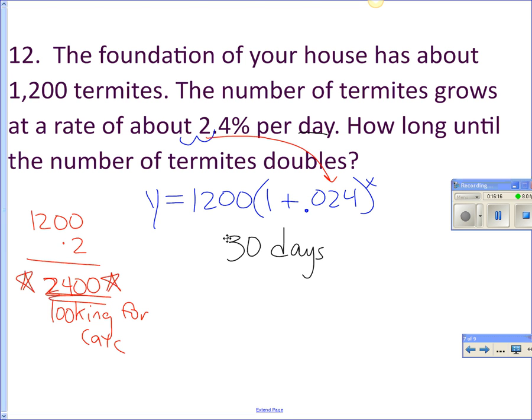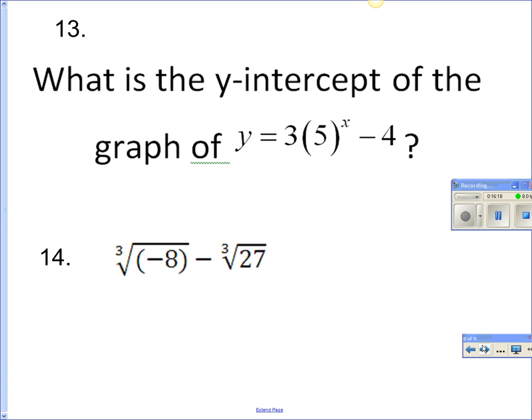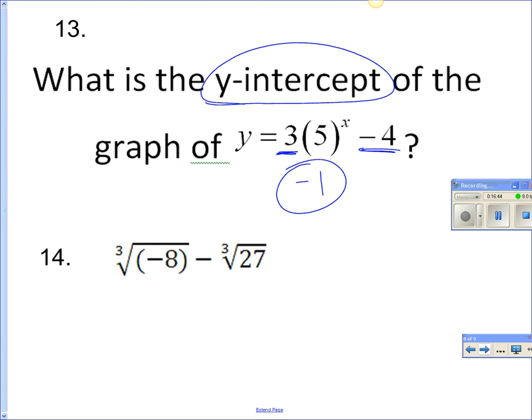All right. Next one, what is the y-intercept of the graph of y equals 3 times (5 to the x power) minus 4? Gracie, how do I get the y-intercept of this? What am I looking at? What number? Very good. The 3 and the 4. So I have to do 3 minus 4. Anybody? 3 minus 4? -1. That's your answer.